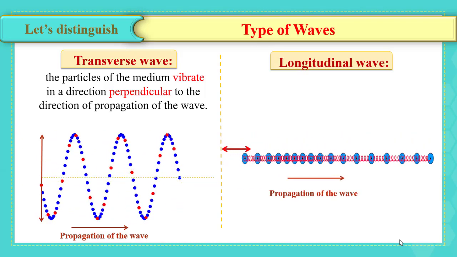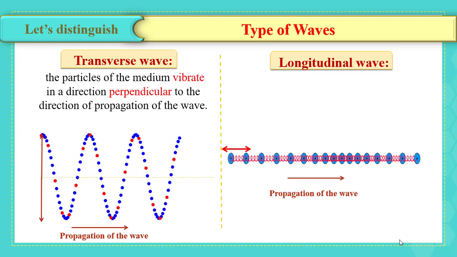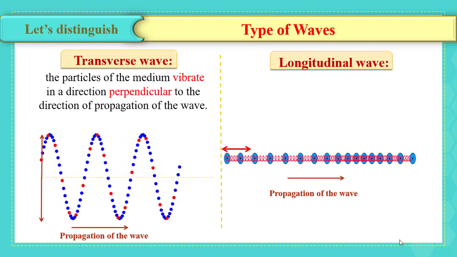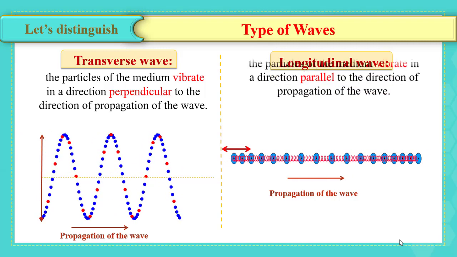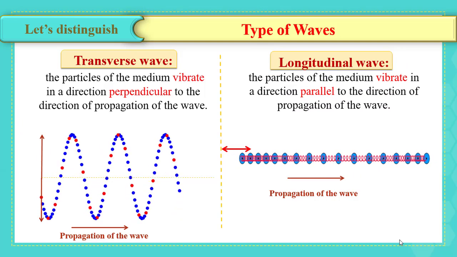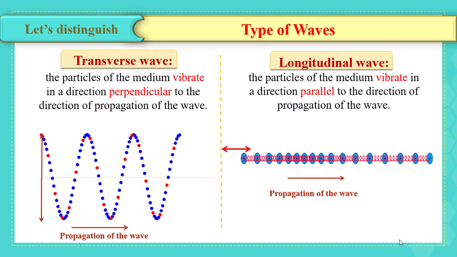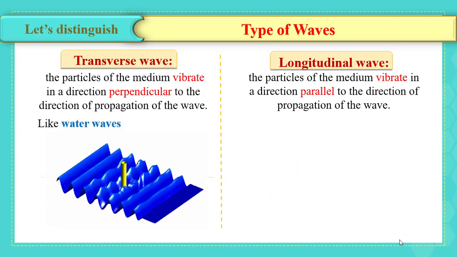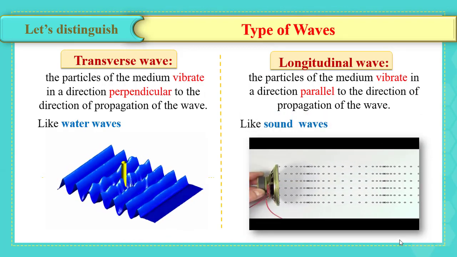Whereas, if we have a closer look at a longitudinal wave, you can notice that as the wave propagates forward, the particles vibrate in a direction parallel to the direction of propagation of the wave, and this is a longitudinal wave. An example of a transverse wave is water wave, and an example of longitudinal waves are sound waves.